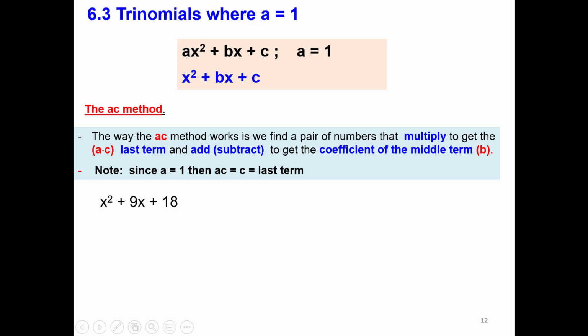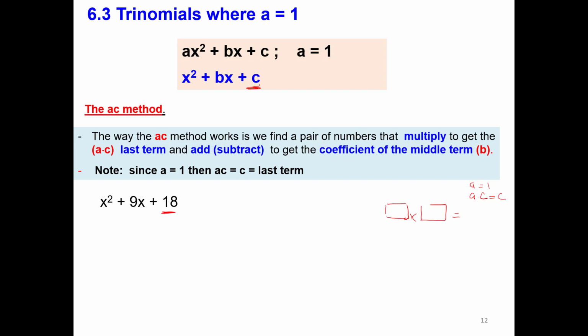Yes, equals 18. And if we add or subtract the same numbers, we can get the middle term. Let's try to write what we say using words. Now we want to find two numbers. If we multiply them, it equals a times c. But in this particular case, a equals 1, then it's just c. In our case, c equals 18.